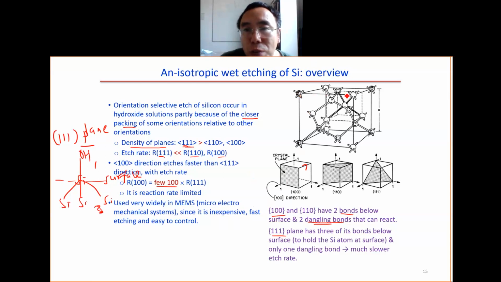If we talk about 100, this is the 100 plane. If we draw a plane here, you can see silicon like this, OH, silicon. This is the surface. So we have two dangling bonds. For the 110, if you draw it here, it's also like two bonds. But this is why the 111 plane etch rate is much lower than the other planes.